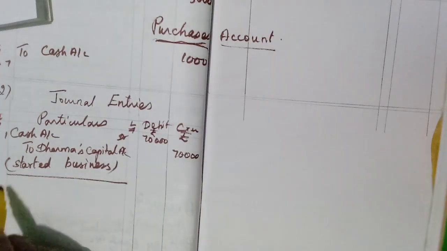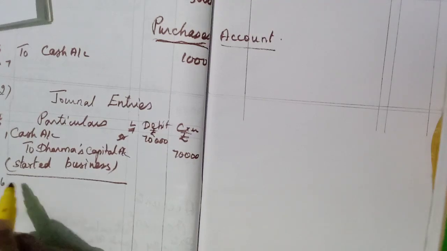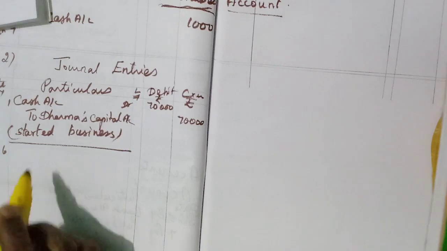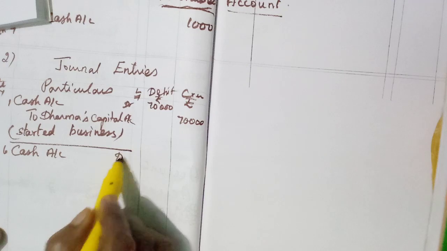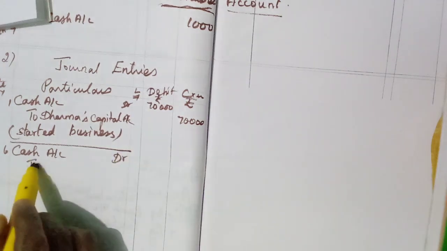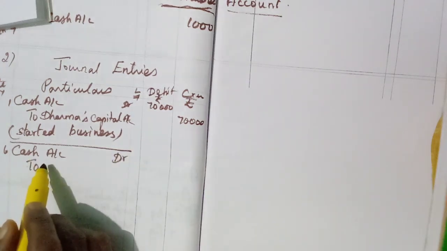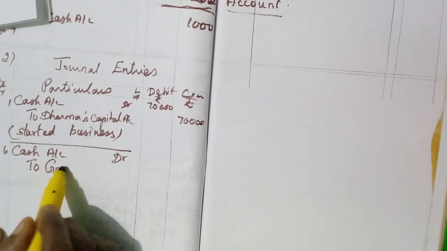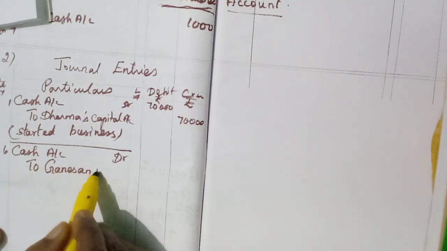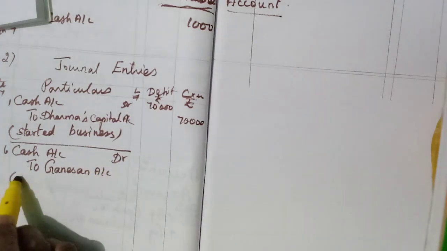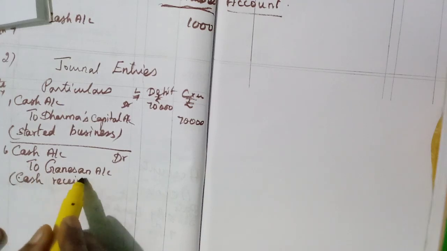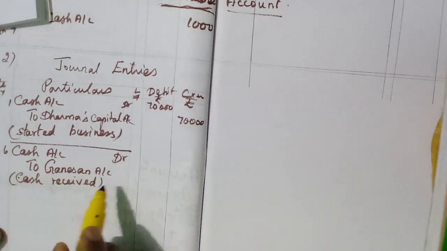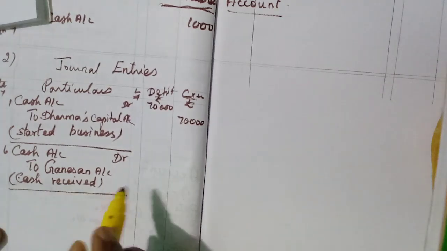Then draw one line, with the scale and pencil. Then number 6. Date 6. Cash received from Ganesan. So cash is coming in. So cash account debtor. To who is paying? Ganesan. So credit the giver. Ganesan account. Cash received. One short description only you have to give. Okay. So enough. What is the amount? 10,000.